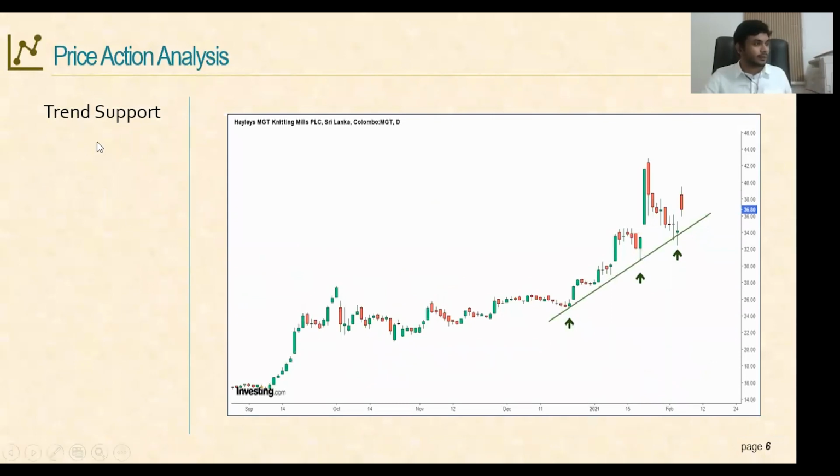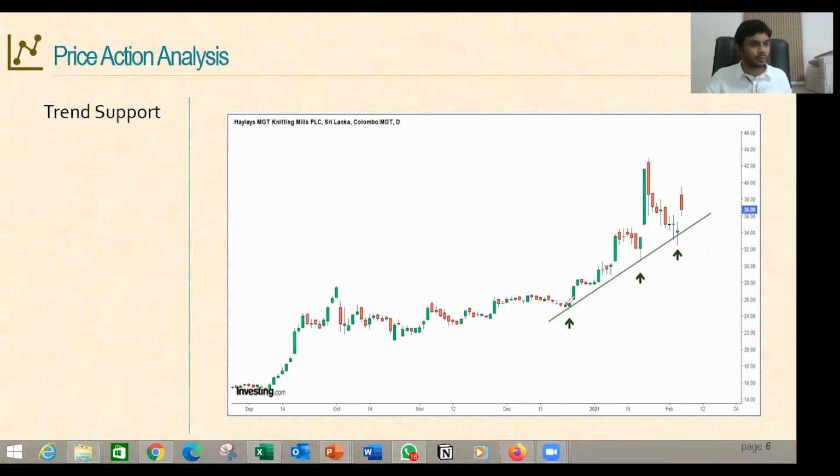Another example of trend support, where you can see MGT, this is before the subdivision of the stock. You can see it maintains some trend support levels every time the stock reaches higher low levels, and at the point it touches the trend support, we can see some reaction. Every time the price reaches the trend support, we see price reaction, where with the interest of more buyers coming in, the price is pushed back again. So this is again a trend support pattern.